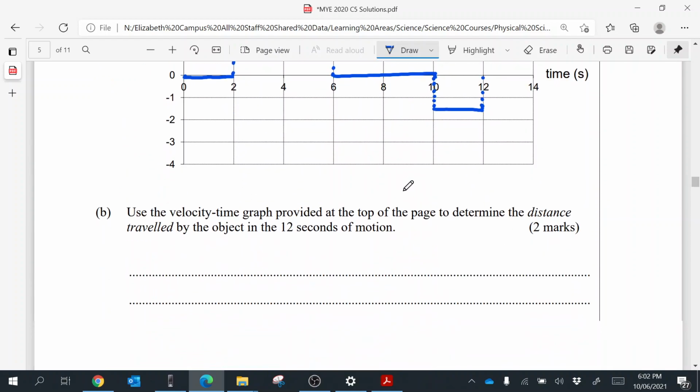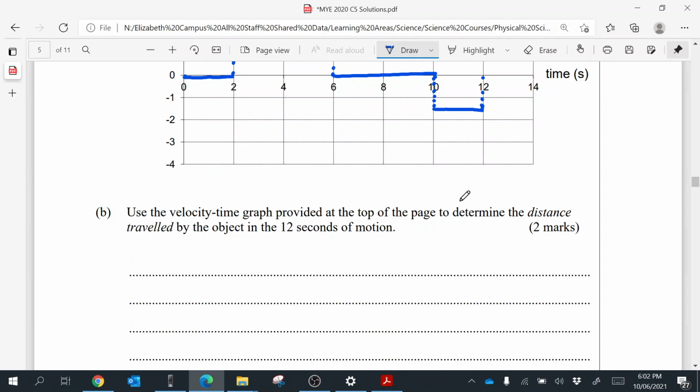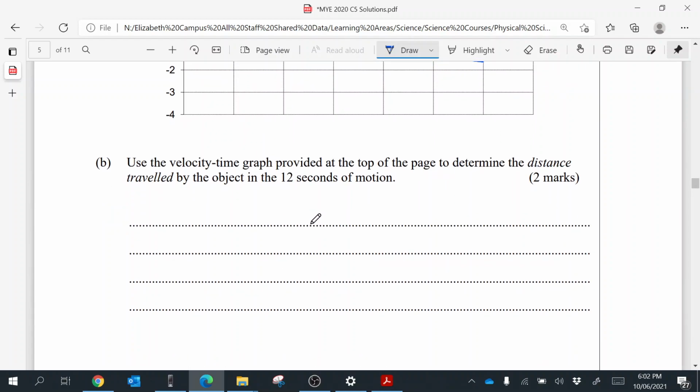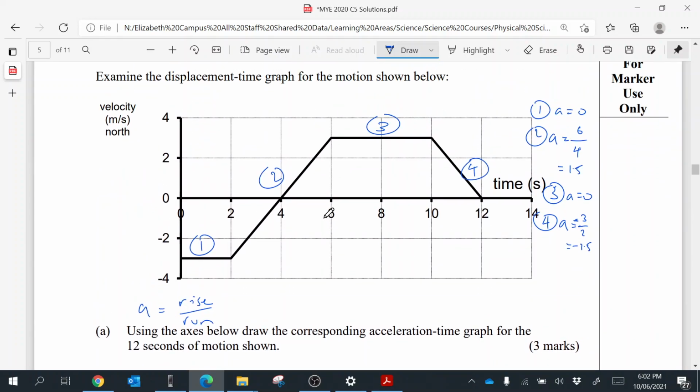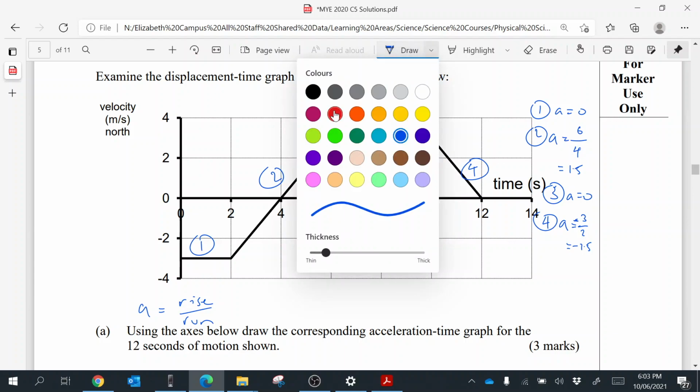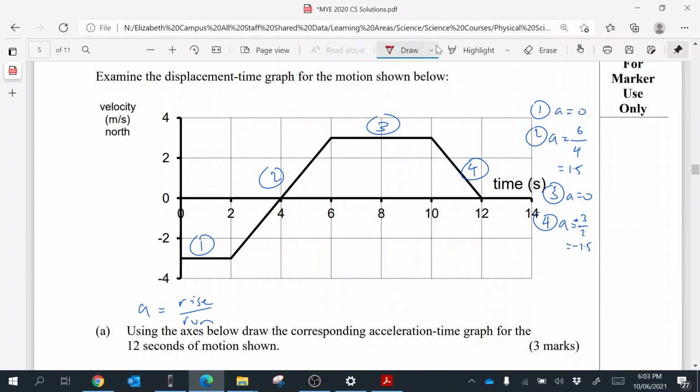Yep, something like that. Use the velocity time graph provided at the top of the page to determine the distance travelled by the object in the 12 seconds of motion. Okay, so the distance is the area between the curve and the graph. This time for distance, I'm going to use a different color. I'll use red. This one here will be A1. This will be A2. This will be A3. This will be A4. And then we have A5 here.